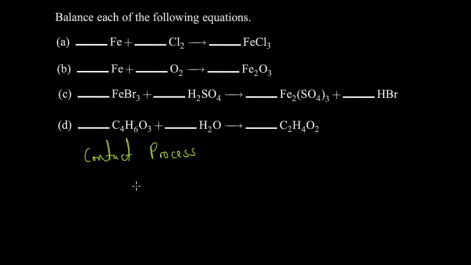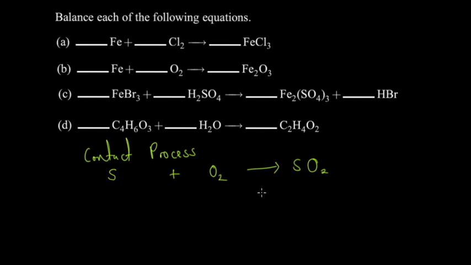So the contact process, in the first step, what we do is we manufacture sulfur dioxide. So we have sulfur, first it'll be just sulfur in solid form, and then you have oxygen, and then you have sulfur dioxide. Sulfur dioxide, as in it's dioxide, would be like this.